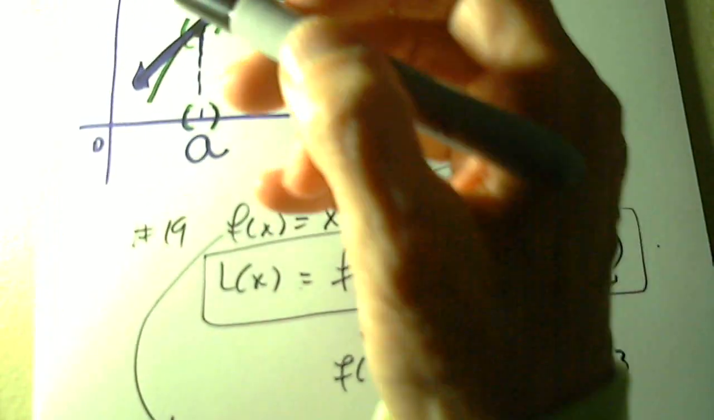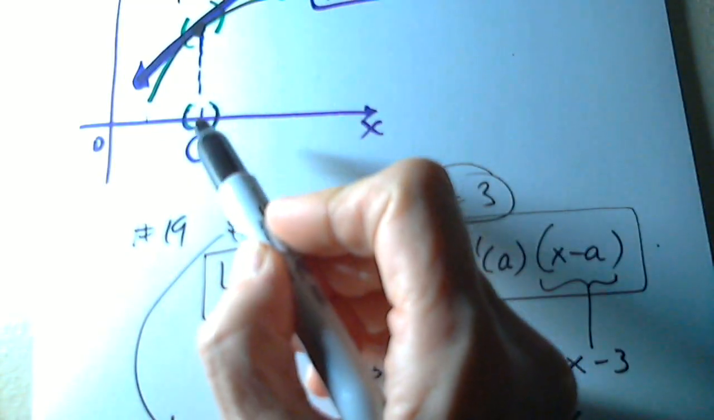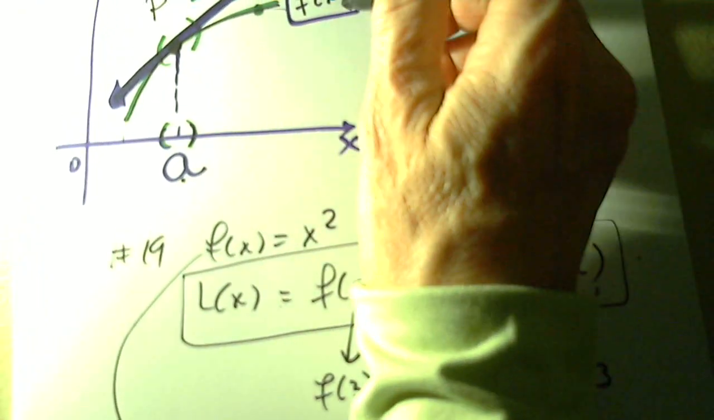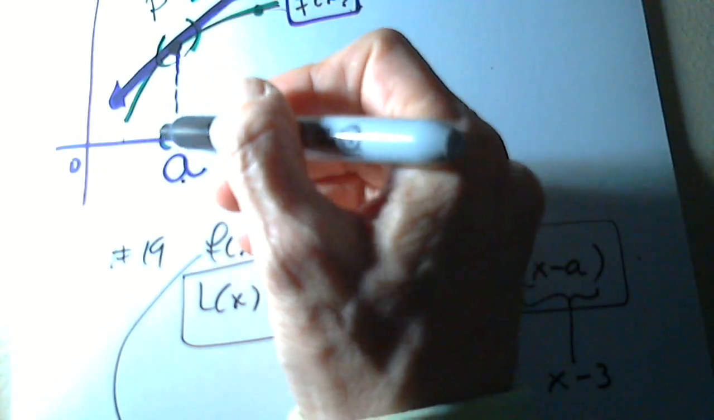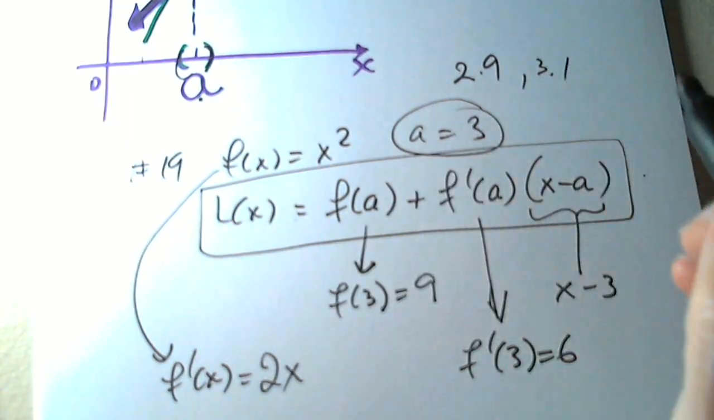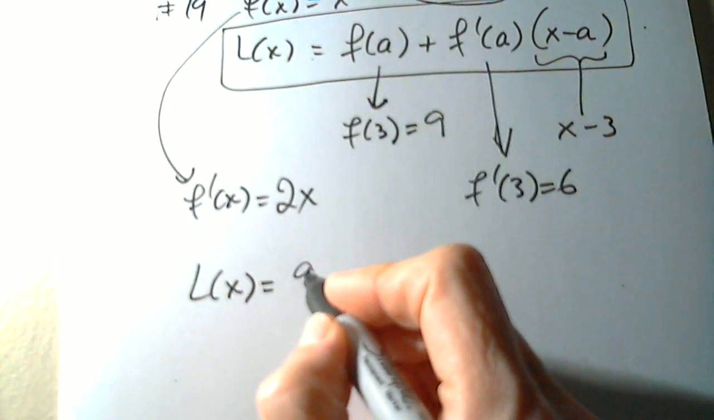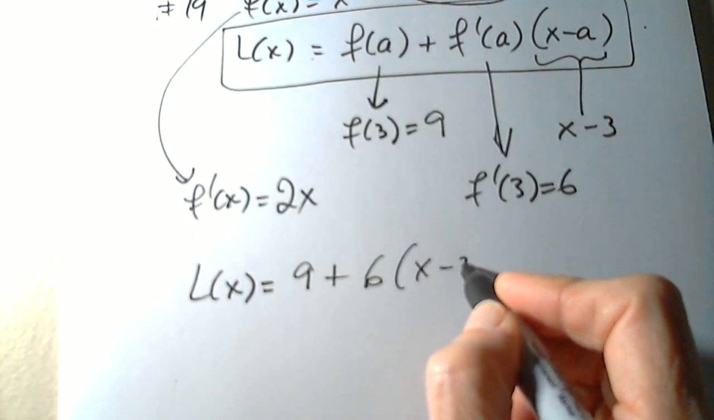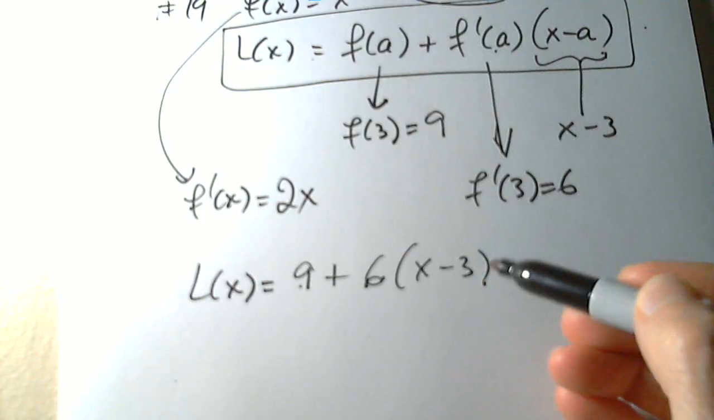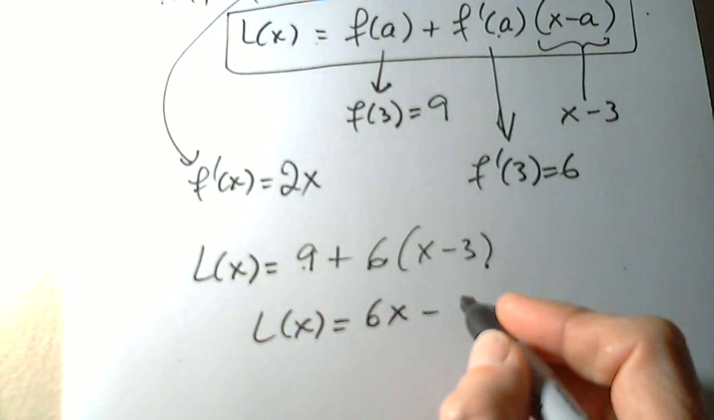I'm done. I found the equation of the tangent line to the graph of the given function and the given value of a, that will approximate the function only near A, only like 2.9 or 3.1. So what is this? It's a linear function, 9 plus 6 times x minus 3. I distribute: 6x minus 18 plus 9 is 6x minus 9.